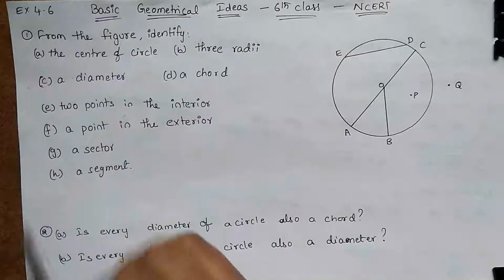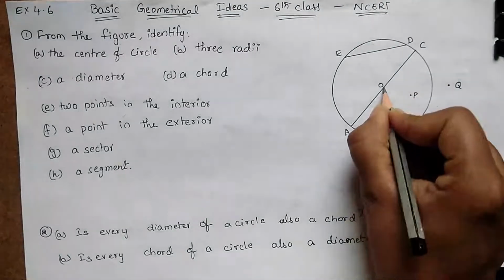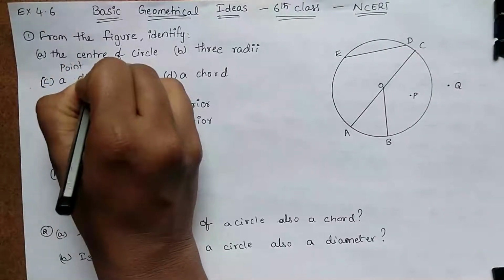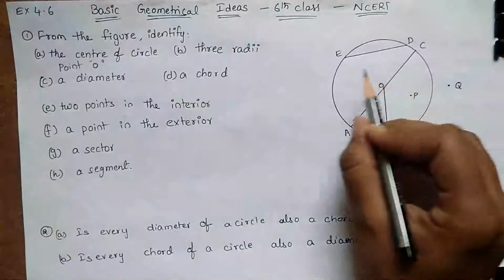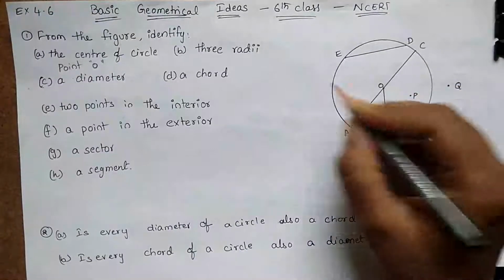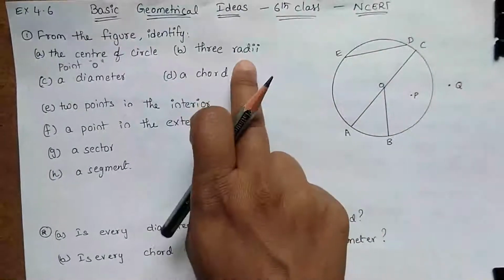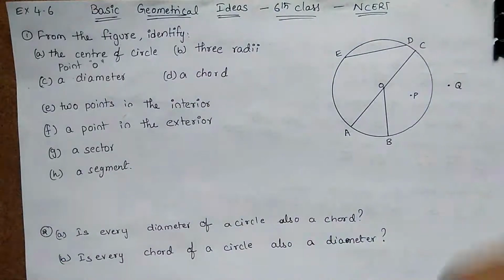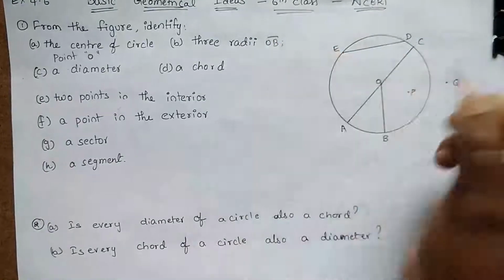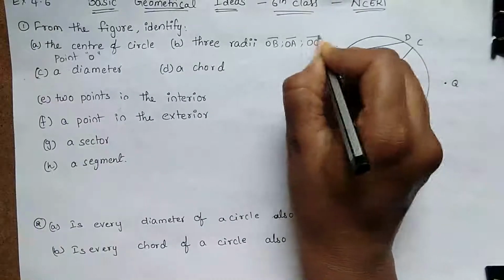First of all, the center of a circle. It is nothing but a point, that was the point O. So the center of the circle is point O. Next, the 3 radii. A radius is half of the diameter, and when there is more than one, they are called radii. So there are 3 radii: OB, OA, and OC.